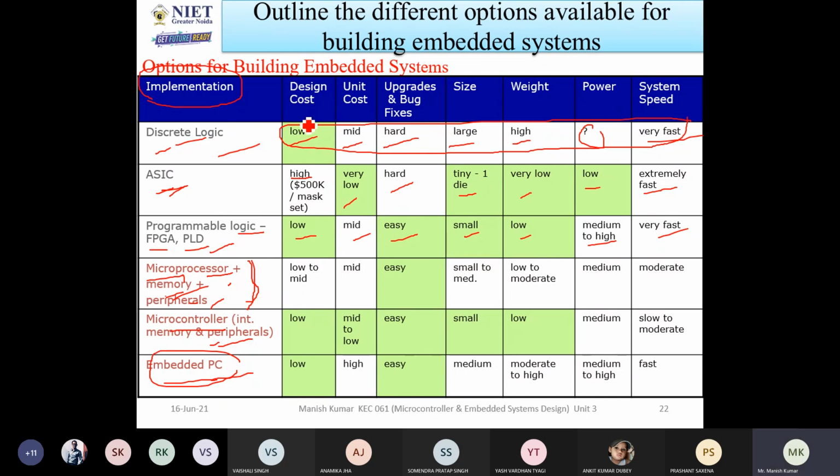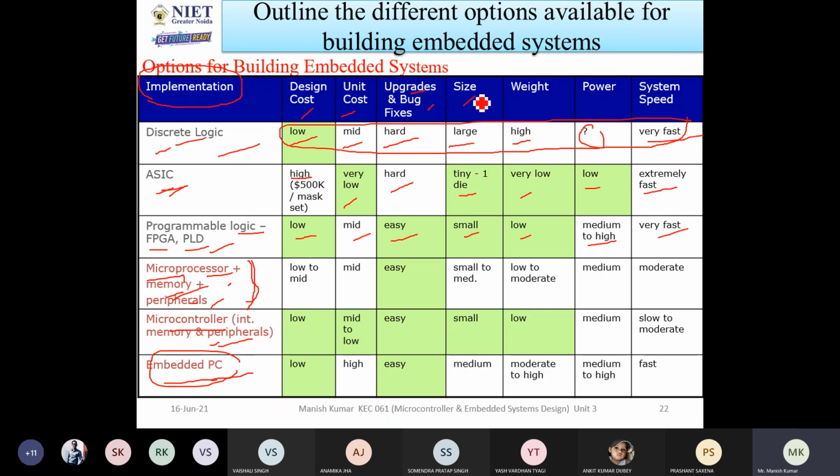So in this, you have to take care of the design cost, unit cost, upgrade and bug fixes. Whenever you are going to design a system, you will think whether upgrade systems are available. If upgrade systems are available, you can fix the bugs and you can upgrade the system. But if upgradation is hard, if you are not able to upgrade, then there is no use of that particular system. Okay. And also size will matter.